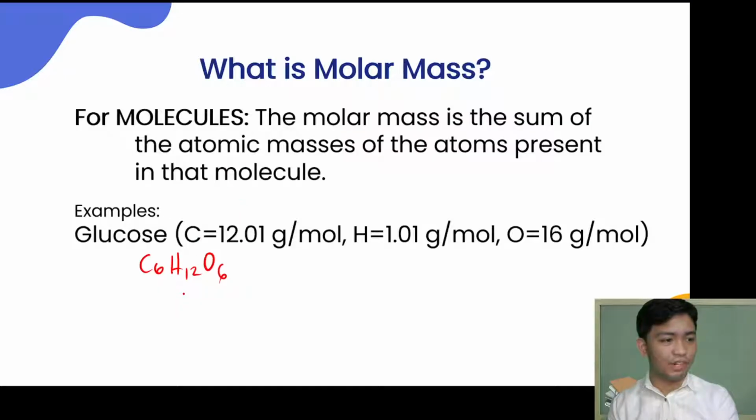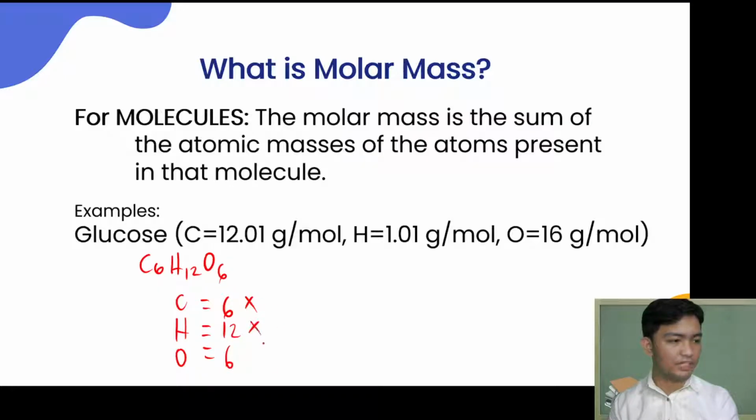So, ilista muna natin. We have here carbon. We also have here hydrogen and oxygen. Magbilang tayo. So, for carbon, definitely we have 6. For hydrogen, we have 12. For oxygen, we have 6. And we multiply this by its respective molar masses. So, 6 times 12.01 grams per mole. Okay? And then you have here 12 times 1.01 grams per mole. And then for oxygen, you have 16, so, times 16 grams per mole.